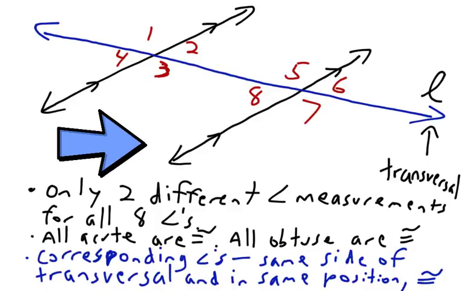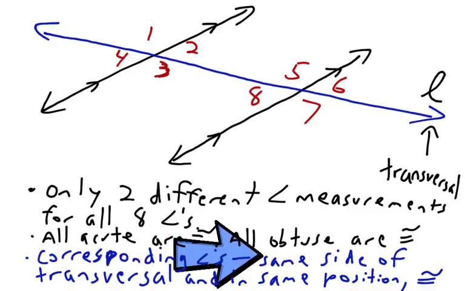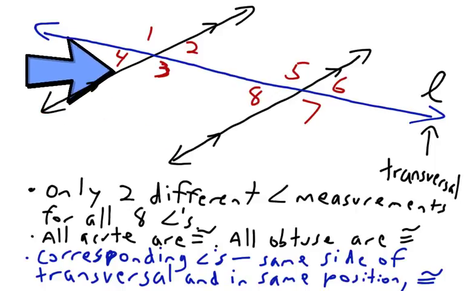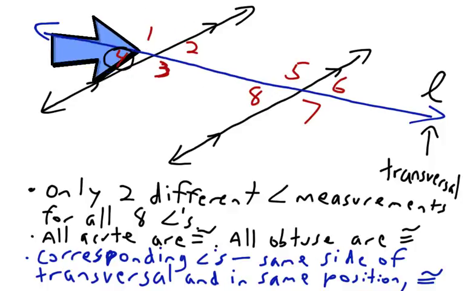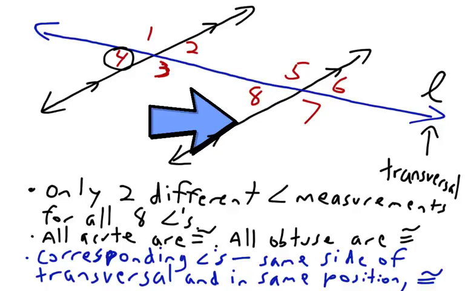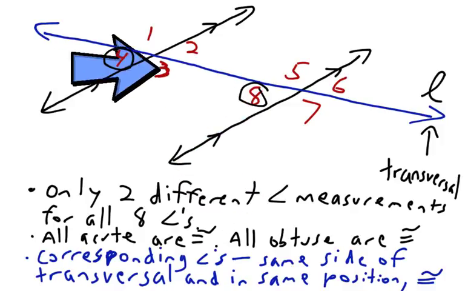Alright, just a couple of terms. First term is corresponding angles. They're on the same side of the transversal and in the same position, and they're congruent. So for instance, and I'm just going to circle these, angle 4 is on the bottom left. If I were to call these 4 angles, I would call this one the bottom left. What one over here is on the bottom left out of this group of 4? Angle 8. So I'd say angle 8 is going to be corresponding to angle 4.